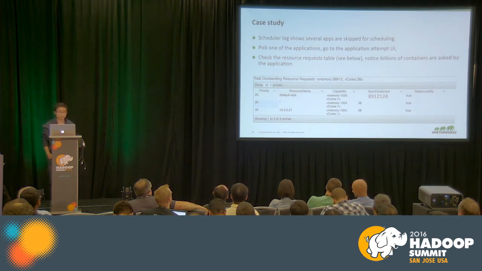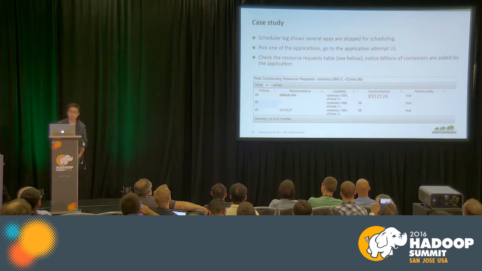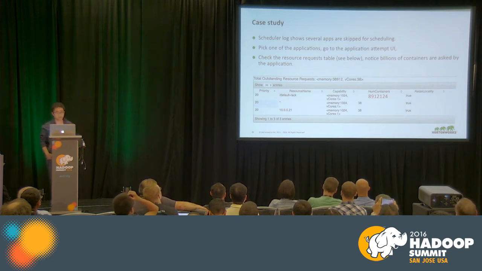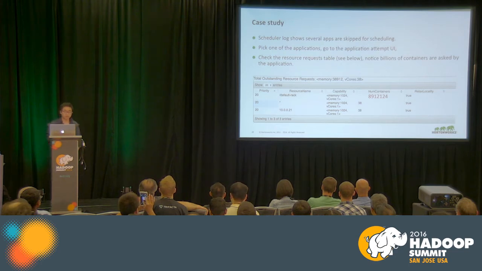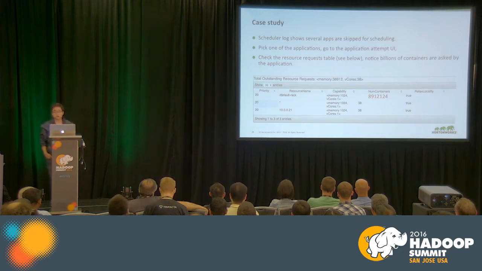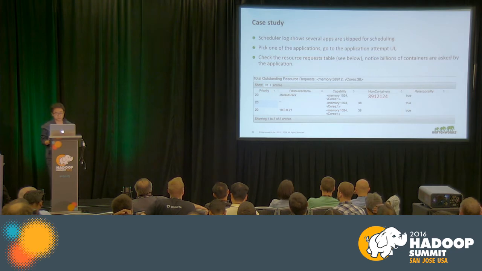We looked at the scheduler log file, and we found quite a lot of apps somehow skipped for scheduling. So we picked one of the apps, went to the application attempt UI, and checked the resource request table. The resource request table shows how many pending resources are asked by the app. This is an example of the resource request table. We noticed there are millions of containers asked by the app. Obviously, something is wrong with this app. Usually, it shouldn't ask for so many containers.